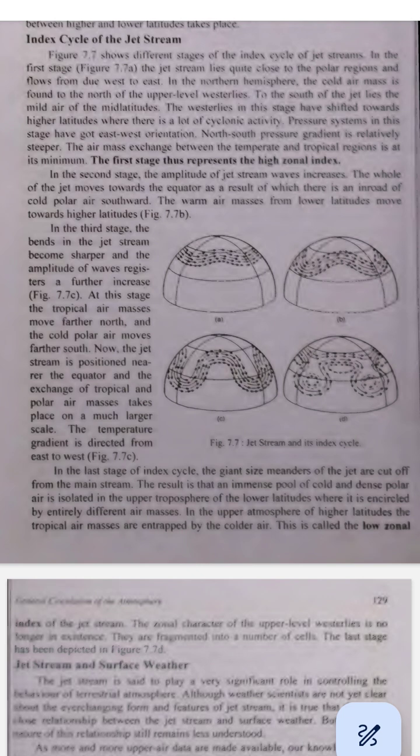Example to simplify. Imagine a door between the cold room and the warm room, just like in the previous stage. In this second stage, the door starts to open wider, so cold air enters the warm room and warm air enters the cold room.